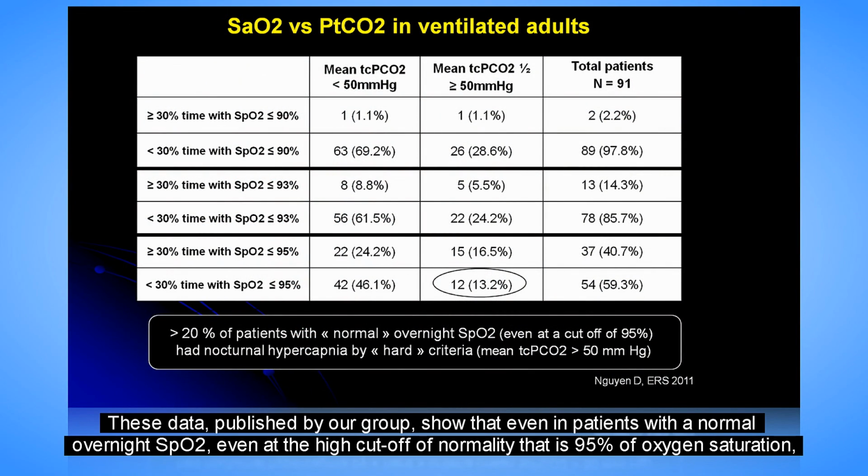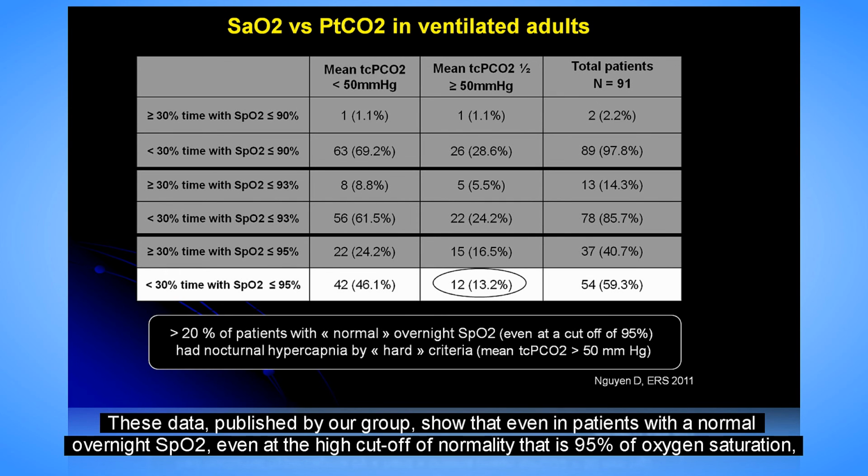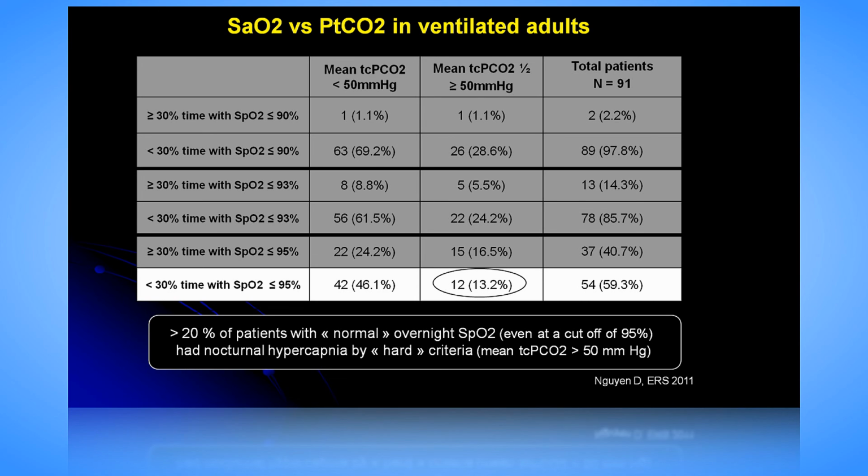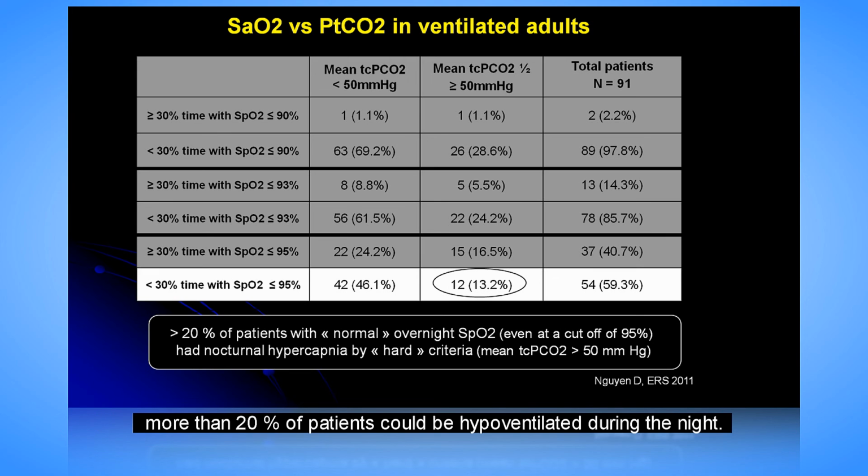These are data published by our group that show that even in patients with a normal overnight SpO2, even at a high cutoff of normality, that is 95% of oxygen saturation, more than 20% of patients could be hypoventilated during the night.